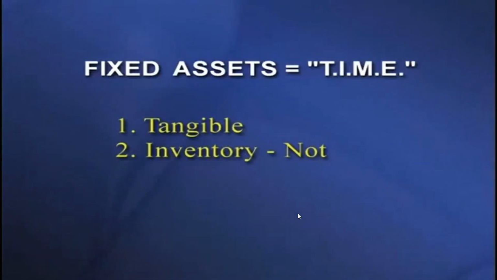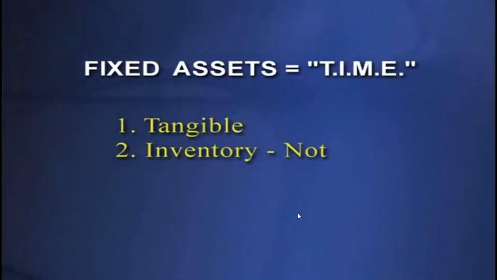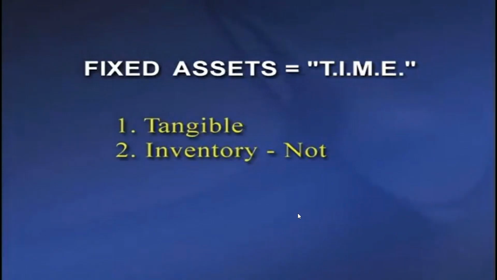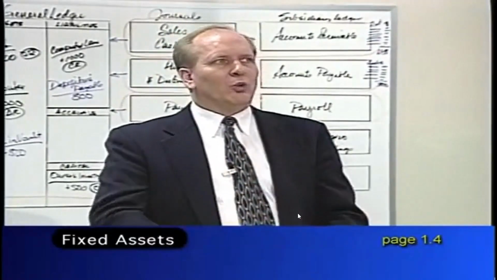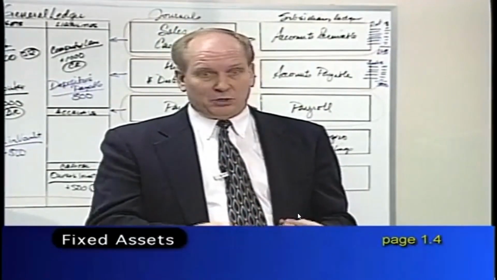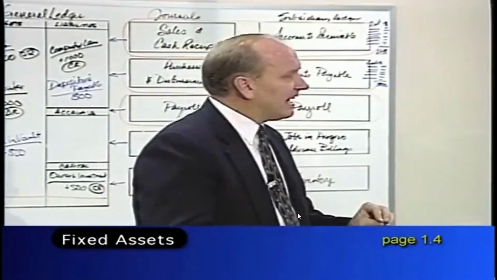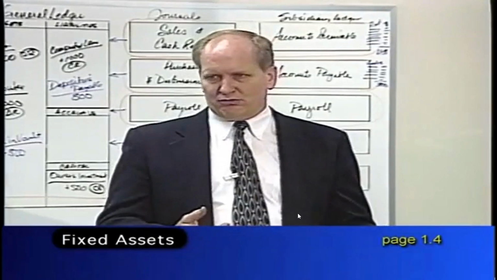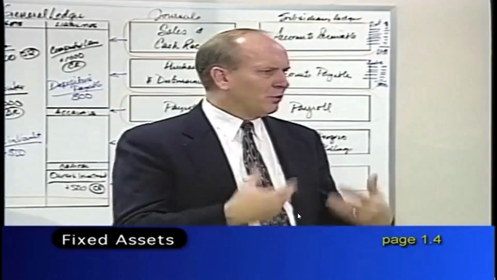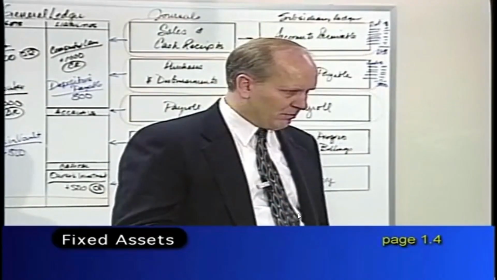Second one is, I had to kind of cheat on this one, okay? And you'll see why later on. It's not inventory. What was inventory? Products that we hope to resell. Okay, we bought them with the intention of reselling them, okay? Fixed assets are items we bought with the intention to use, okay? For whatever reason, we intended to use them.